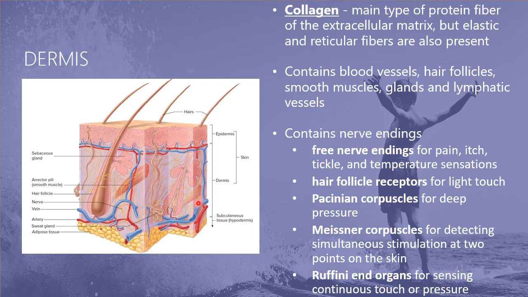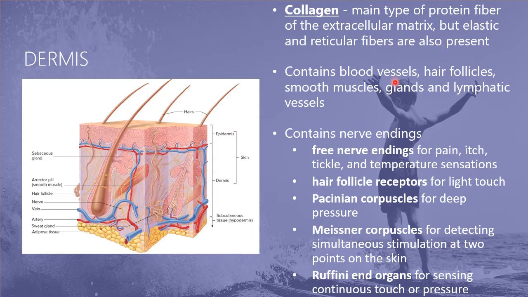And the cells of the dermis include your fibroblasts, your adipocytes, and macrophages. The dermis contains collagen, which is the main type of protein fiber of the extracellular matrix. But other fibers are also present, such as your reticular fibers and elastic fibers.